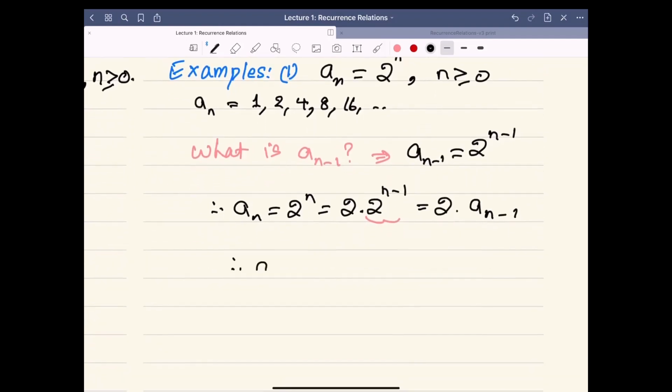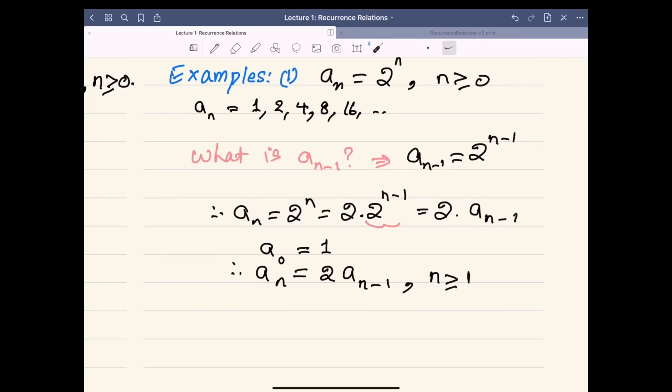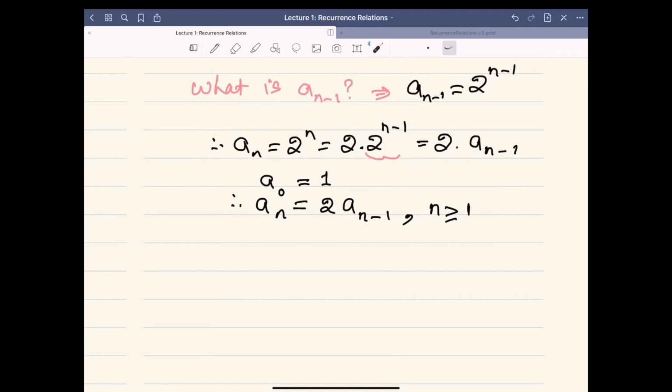Then we can say that an is equal to twice the previous value. But what will be the initial value? Are we going to give it 0 or 1 and so on? We are going to give it 0, because anything raised to the power 0 is 1, and in here we will start from 1. So this is how it is described recursively.